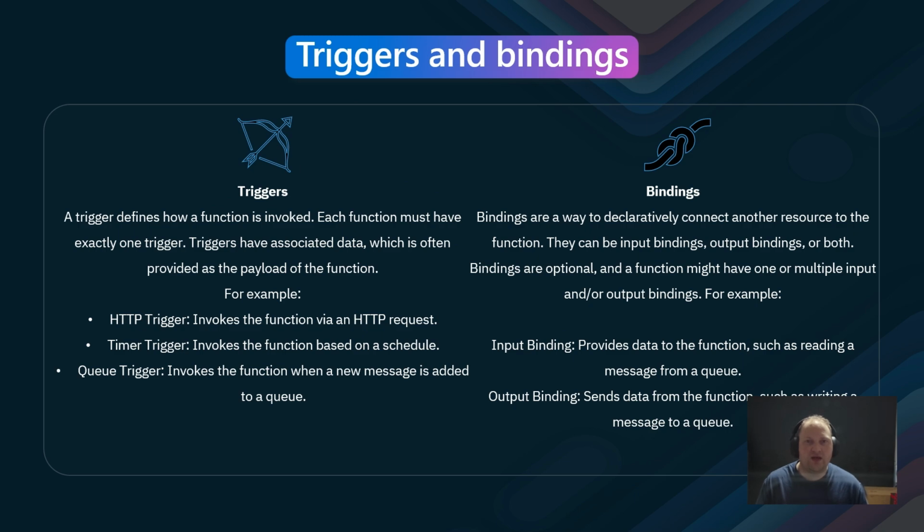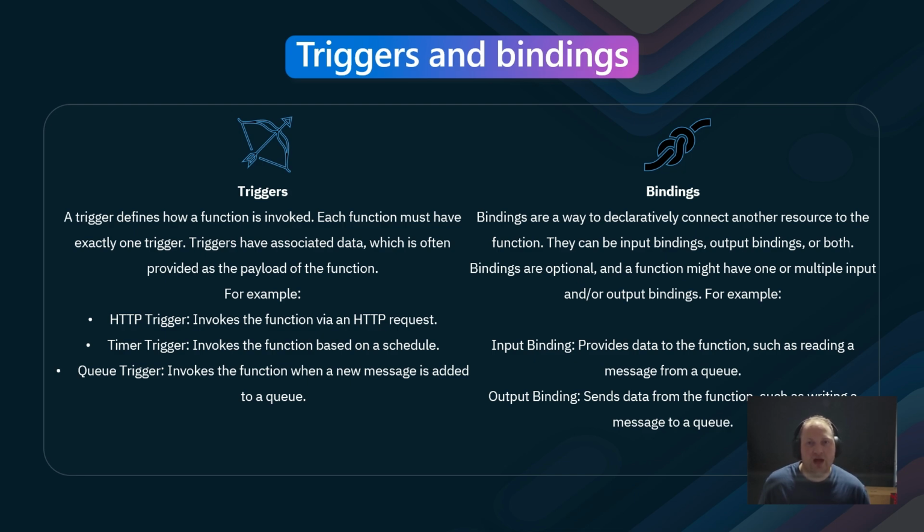Bindings are a way to declaratively connect another resource to the function. These can be input bindings, output bindings, or both. Bindings are optional, and a function might have one or multiple input or output bindings. For example, an input binding provides data to the function, such as reading a message from a queue. An output binding sends data from the function, such as writing a message to a queue.